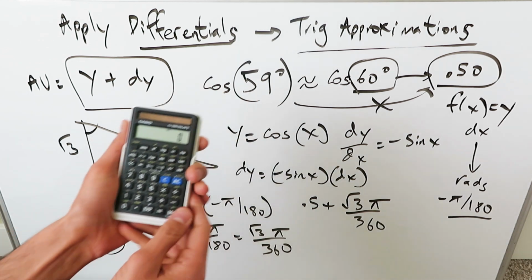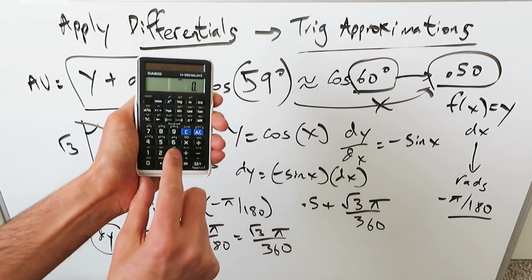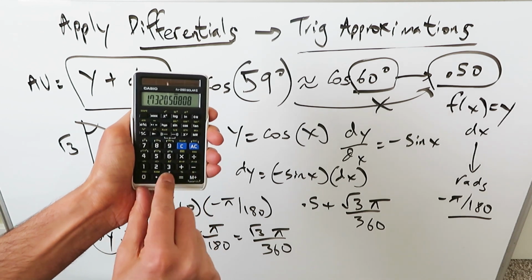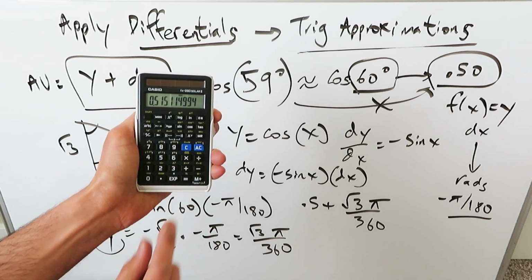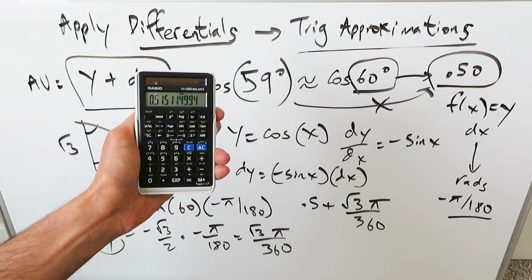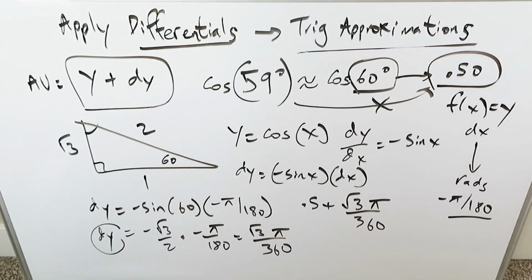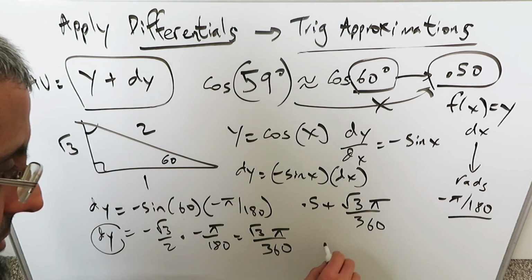Let's do it. Keep your calculator on DEG mode. You have the square root of 3 times pi divided by 360 plus 0.5. I'm coming here with 0.5151, and I'll keep that as my answer, and it should be good.